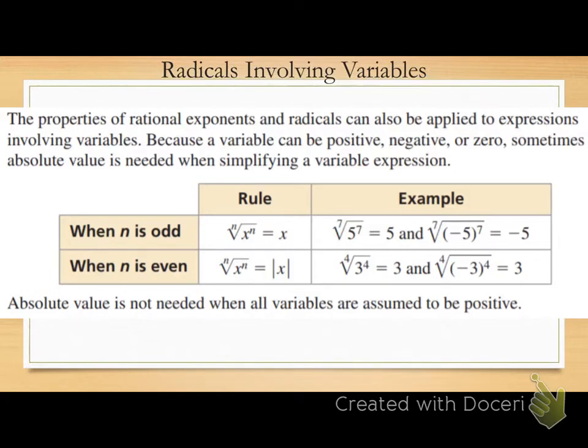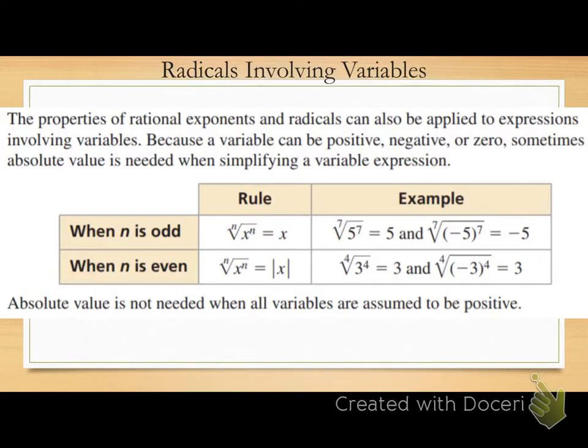So we got a nice little chart here. Looks nice and neat. It says when n is odd, here's our rule. The nth root of x to the n just equals x. And here's some lovely examples over here. Notice that when my n value is odd, if x is positive, it comes out positive. If x is negative, it comes out negative. Whereas when n is even, it's going to be positive either way, whether x is positive or negative. Okay? So just pay attention to that.